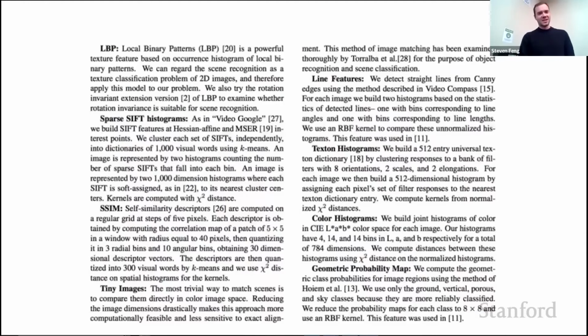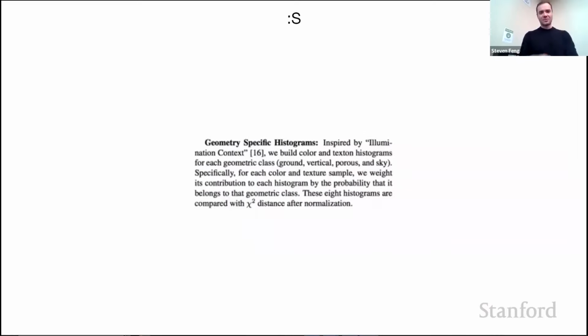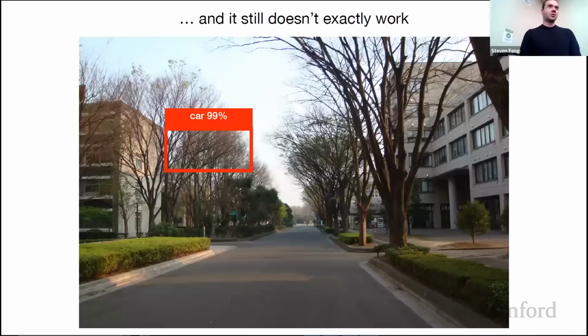Make sure you get your sparse SIFT histograms, your SSIMs, your color histograms, texton histograms, tiny images, and don't forget the geometry-specific histograms. All of them had basically complicated code by themselves. So you're collecting code from everywhere and running it, and it was a total nightmare. On top of that, it also didn't work.